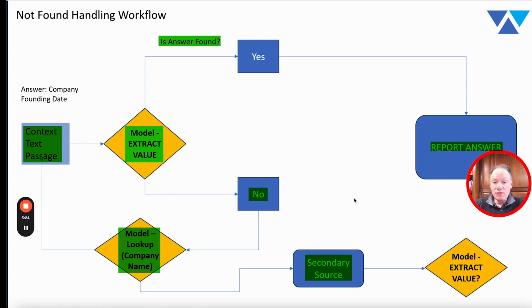And then once we've retrieved that information from Wikipedia, the information retrieved from the company name, we're going to make a third model call. And now, again, we're going to look for an answer to our question, which is, what was the company founding date? And again, we're going to validate and make sure that, yes, we've actually found it. But if we've found it, then we're done, and we're going to report the answer.